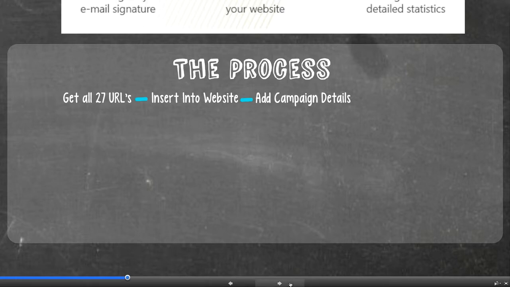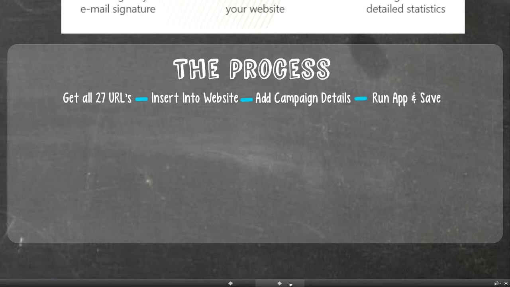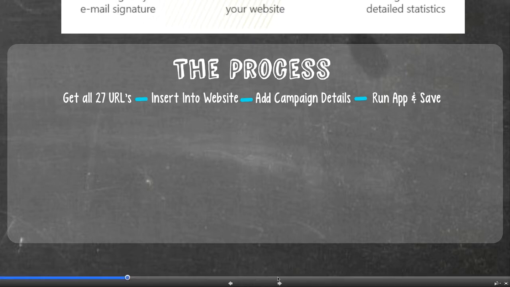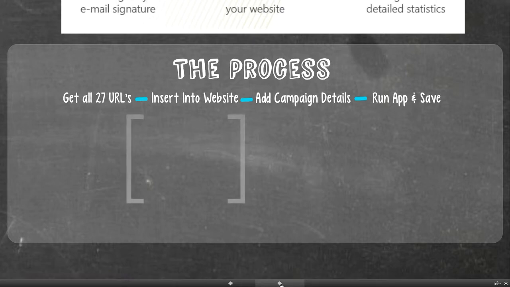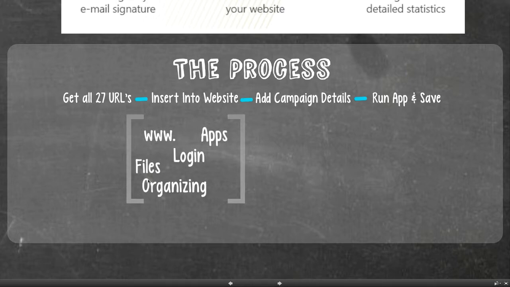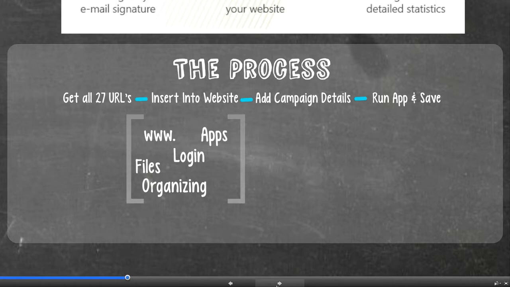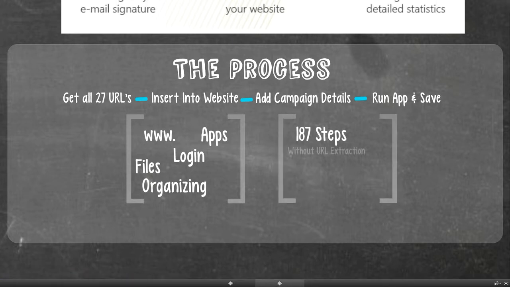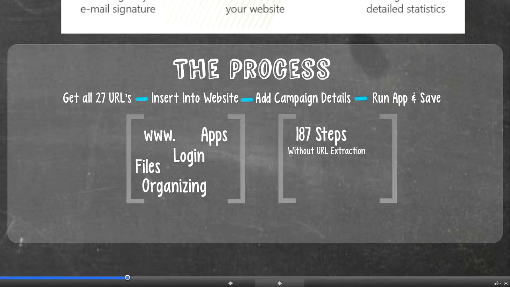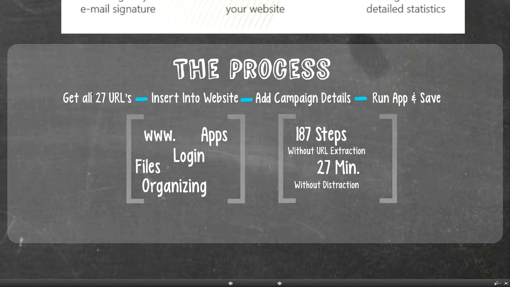And then you've got to run the app in the web browser, so it's like a web app, and then save it in a certain location. So all said, a whole bunch of little steps are involved, and collectively they add up to 187 steps, not including the URL extraction, and it takes about 27 minutes if I want to do all 27 URLs, insert them, and add the campaign details.